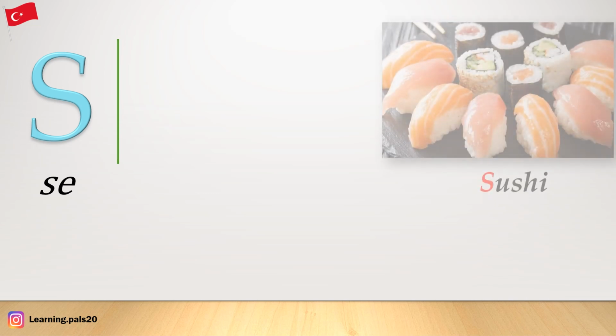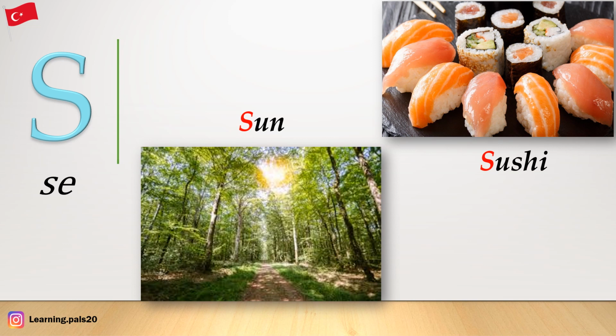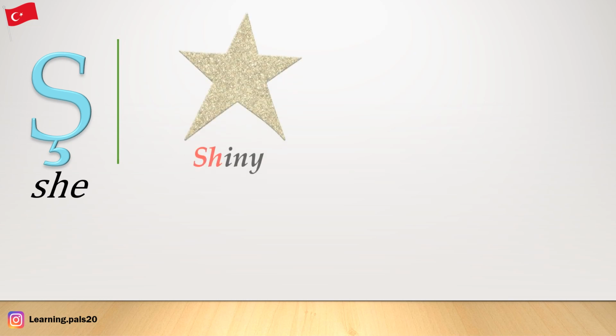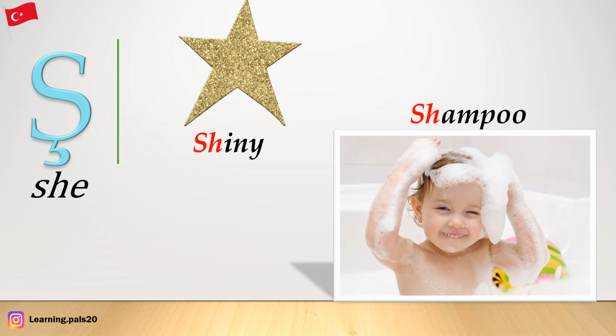S. Like in sushi. Sushi. Or sun. Alright, the next letter is Ş. Like in shiny. Shiny star. Alright, another example. Like a shampoo. Shampoo.